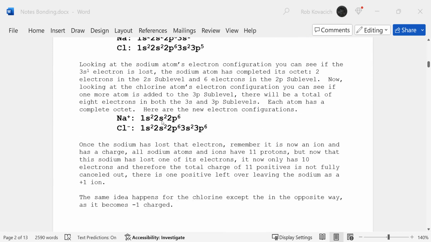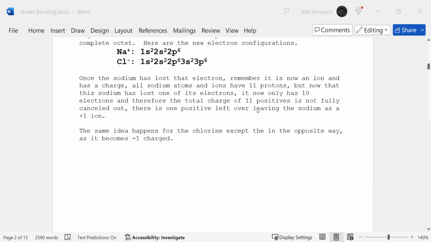The resulting electron configurations look like this. This is neon's electron configuration, and you can see I've got a +1 charge here for the sodium because it lost its 3s1 electron, and a -1 charge here for the chlorine because the chlorine picked up 1 electron, and now it's 3p6 instead of 3p5, and it looks like argon.